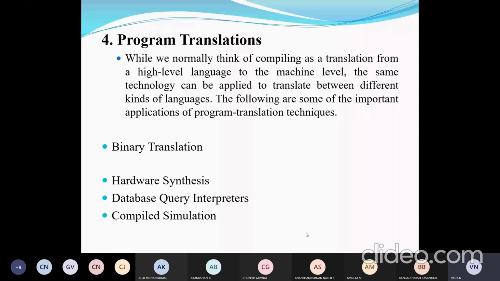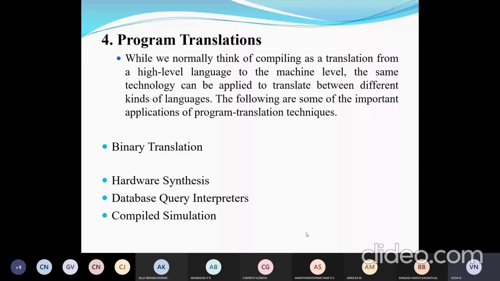Now, binary translation can also be used to provide backward compatibility. That means, at the current trend, if the compiler is doing its translation, it has to be in such a way that it is supportive of the previous versions also. That is actually backward compatibility, so it has to be compatible with every version of the architecture.